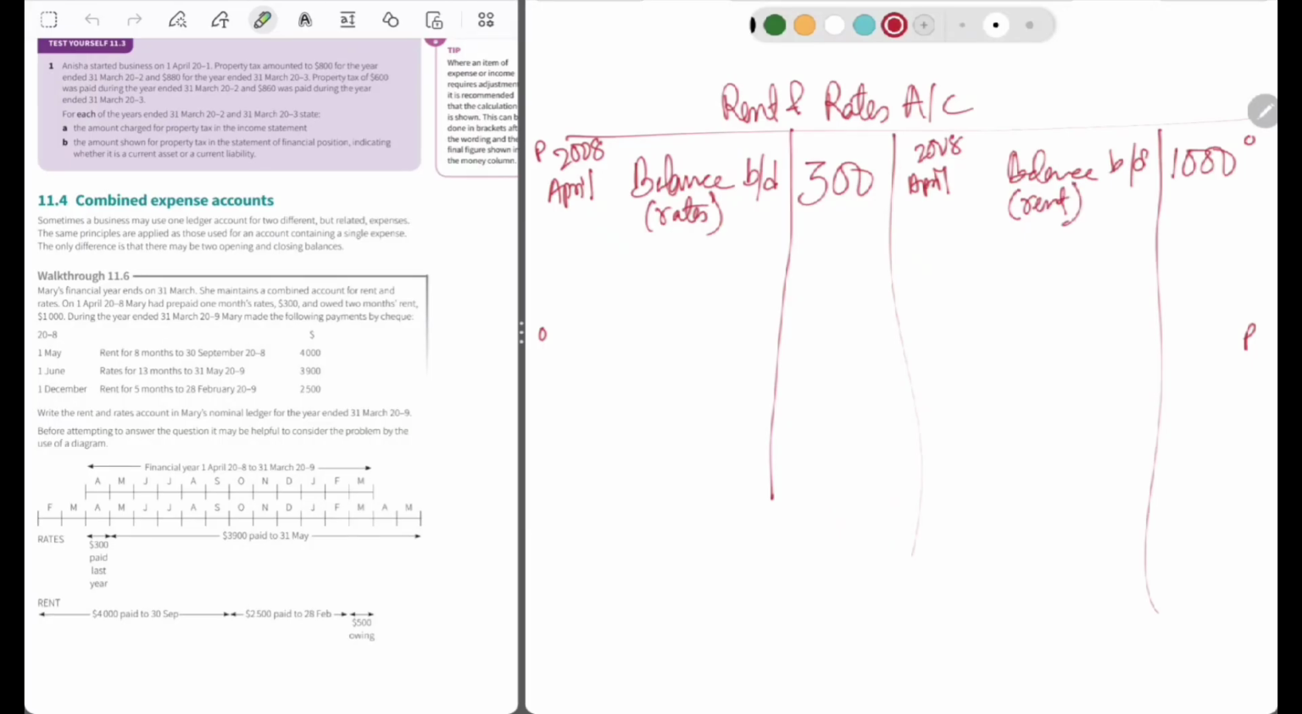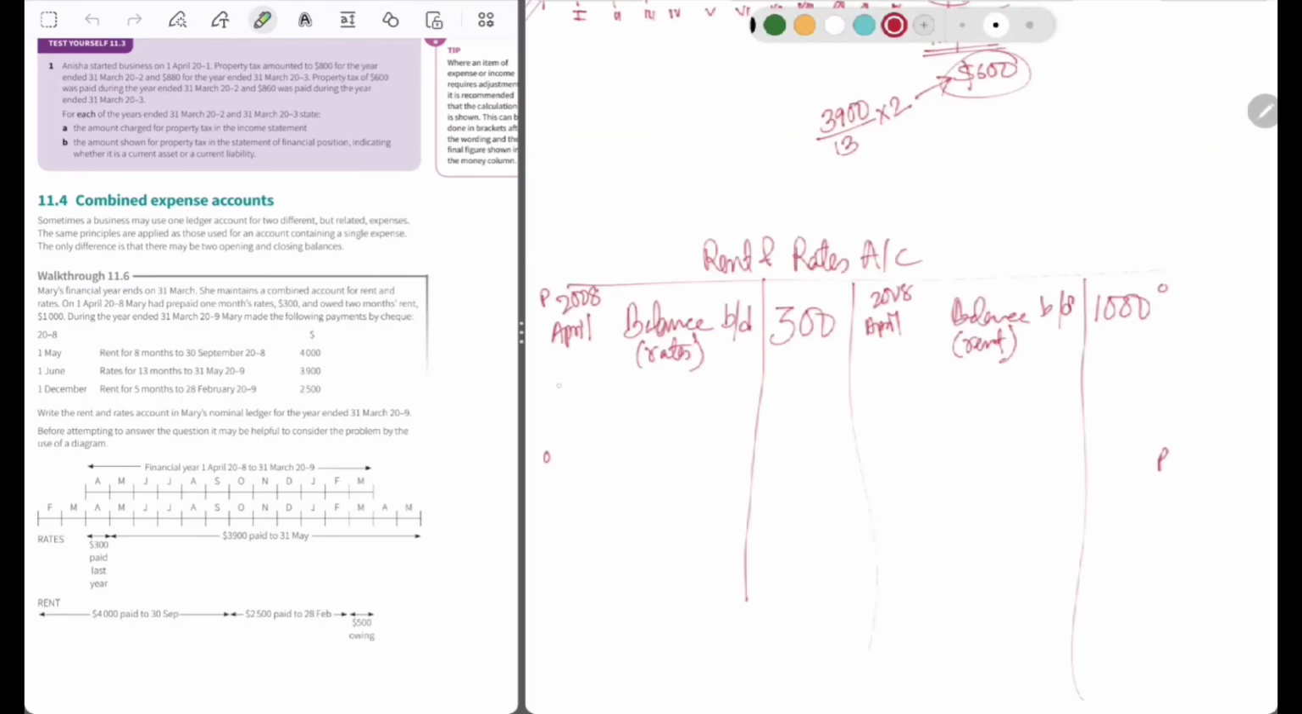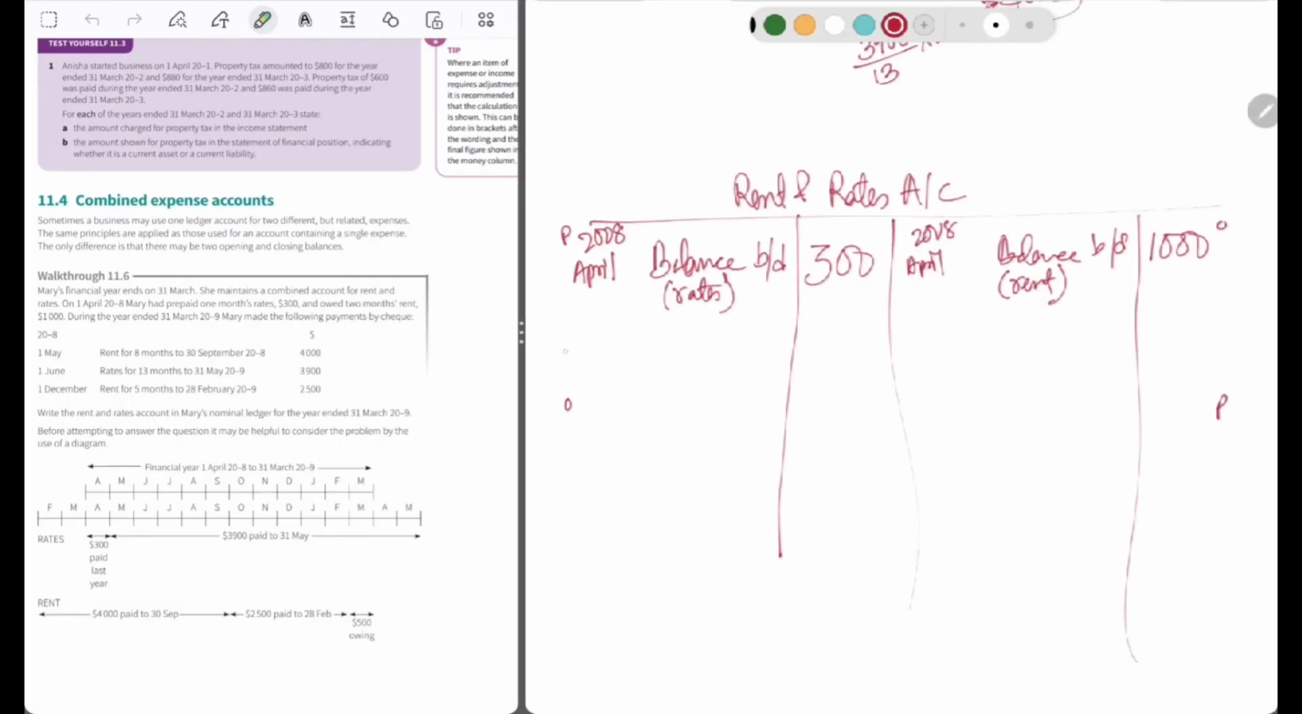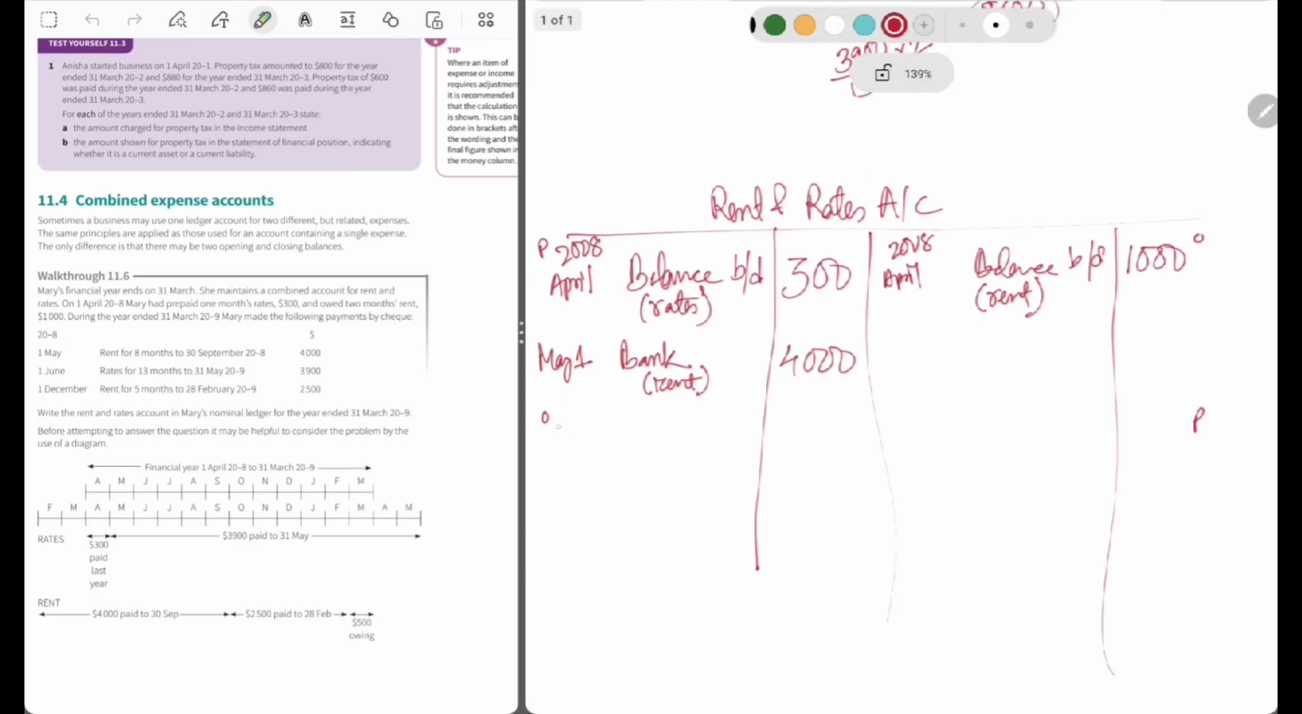Okay, thereafter what are the payments that have been made? Just look into the payments that have been made. So we have the following payments on 1 May. This is May 1st. So May 1, rent for 8 months has been paid. So simple, bank we write down, but this payment is made for what? Rent. What is the amount? It is $4,000. Thereafter again we have June 1, again we have bank, whereas this payment is for rates. What is the amount? $900.